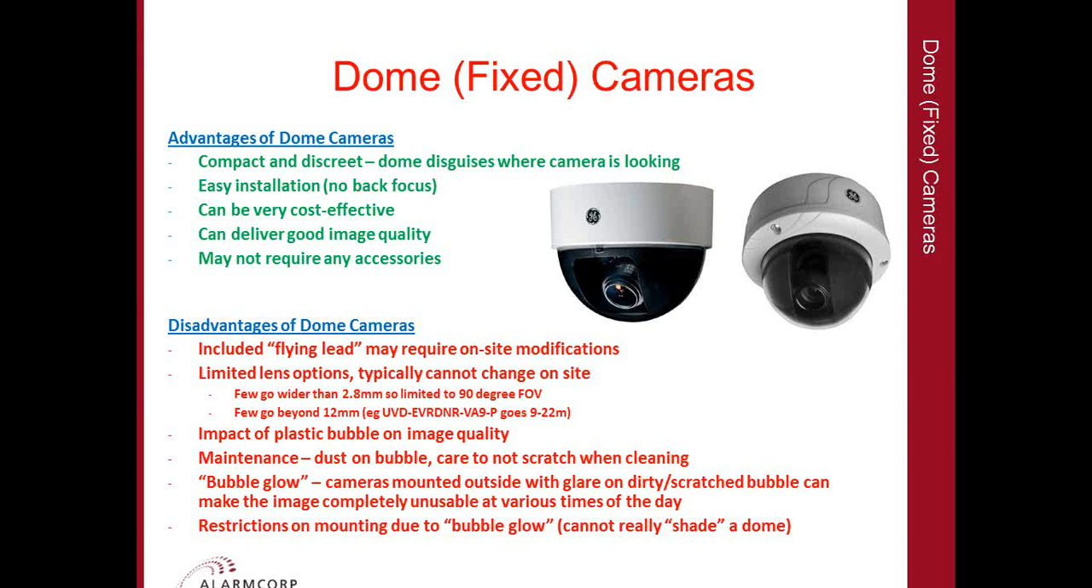Now the concept of bubble glow. If you mount a camera outside and you get direct glare, either sunlight or artificial light on a dirty bubble, it can make the bubble glow, just like if you're driving a car on a freeway and you get hit with headlights on the back window and your window is very dirty. The whole window seems to glow. So that can make the image unusable at certain times during the day. And of course, because of this factor of bubble glow, you do have some restrictions where a dome can be mounted, and you cannot really shade a dome. So that's one of the weaker points of using a dome, is that it's not always going to deliver a good image at all times.